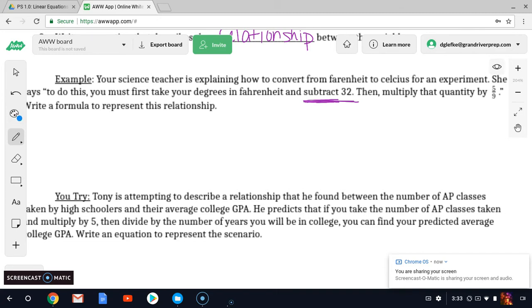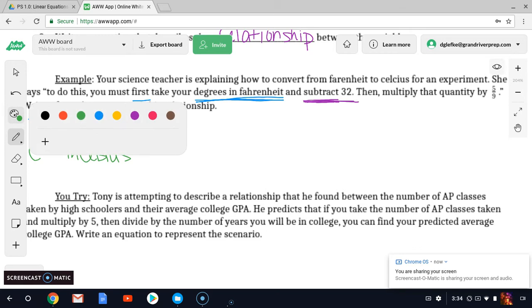Another thing is we want to start with our degrees in Fahrenheit. Okay, so it says first take that. So we're going to start with our degrees in Fahrenheit. So I'm going to say over here that F is our degrees in Fahrenheit. And then I'm also going to identify that C is our degrees in Celsius, because eventually we want our degrees to be in Celsius. Okay, so we're going to start with our degrees in Fahrenheit. So I'm going to start with the variable F.